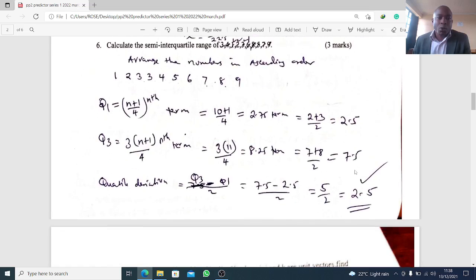Next question is question number 6. Calculate the semi-interquartile range of 3, 4, 1, 2, 3, 6, 8, 5, 7, 9. The first thing you do is to rearrange these numbers in ascending order, that is from the smallest to the largest.